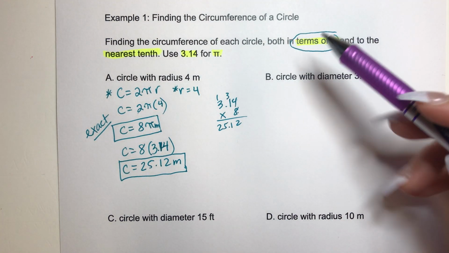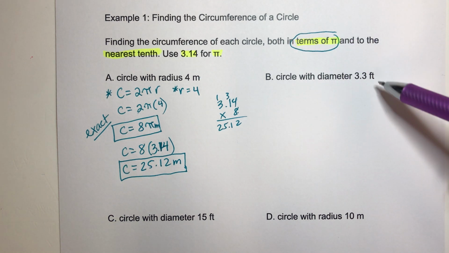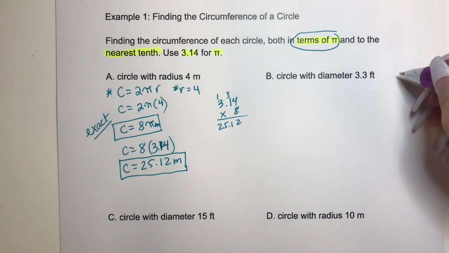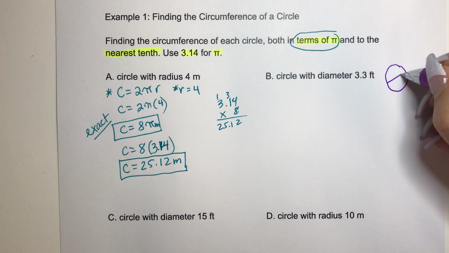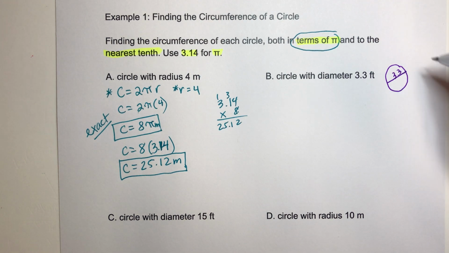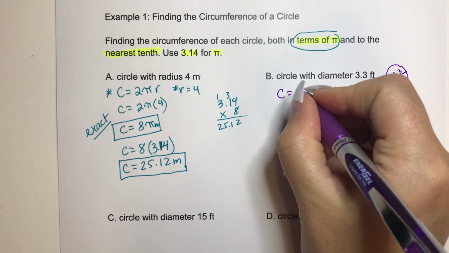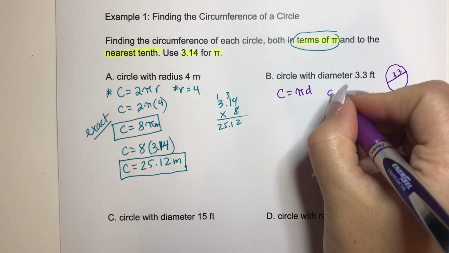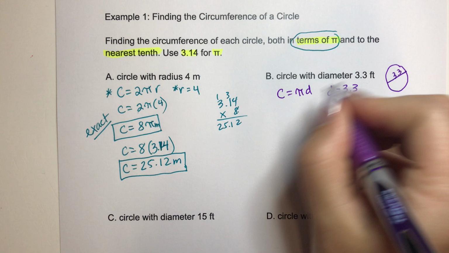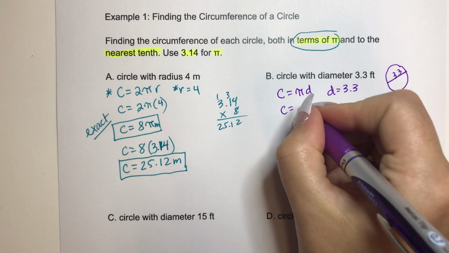This says circle with diameter 3.3 feet, right? So that means you have a circle with a diameter of 3.3. Okay? So we're going to use the other formula for this one. Circumference equals pi d, where d is equal to 3.3. We go ahead and just substitute that in.